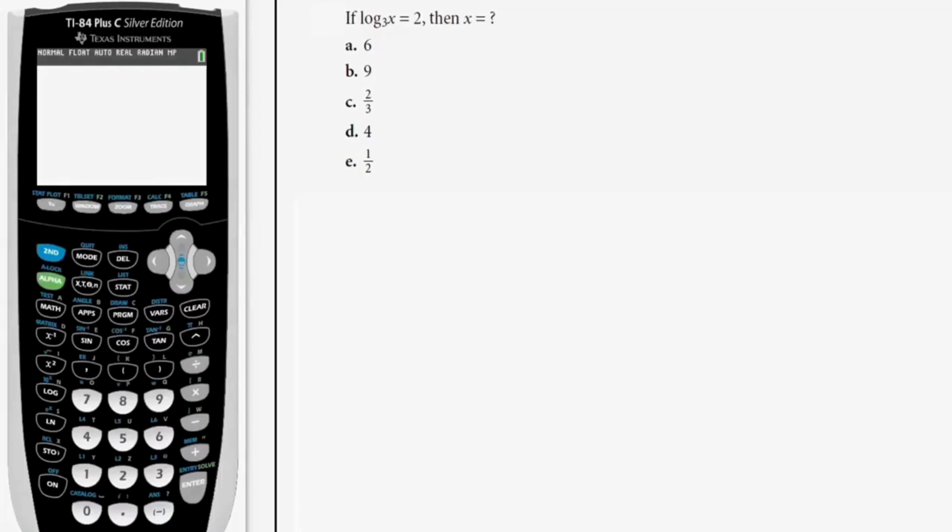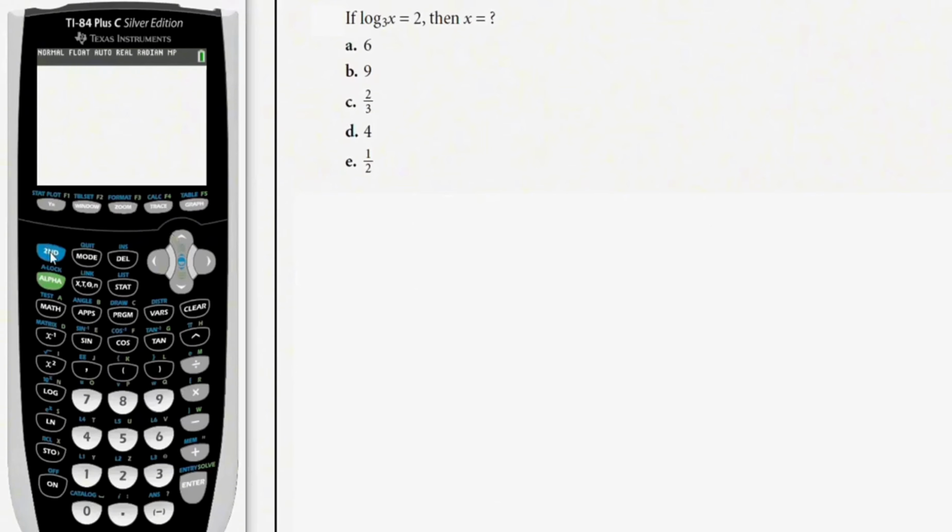In this video, we're going to learn how to solve this ACT math question easy and fast using the TI-84 Plus scientific calculator. The question is on logarithm. We have if log base 3 of x equals 2, then x equals what? Alright, this question is very, very simple using the TI-84 Plus scientific calculator. Let's get started. The very first thing you have to do will be to reset the calculator to put it in default mode.